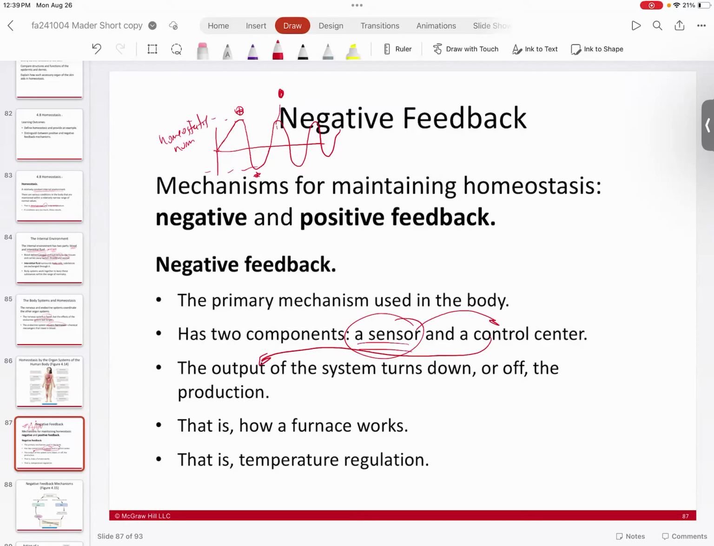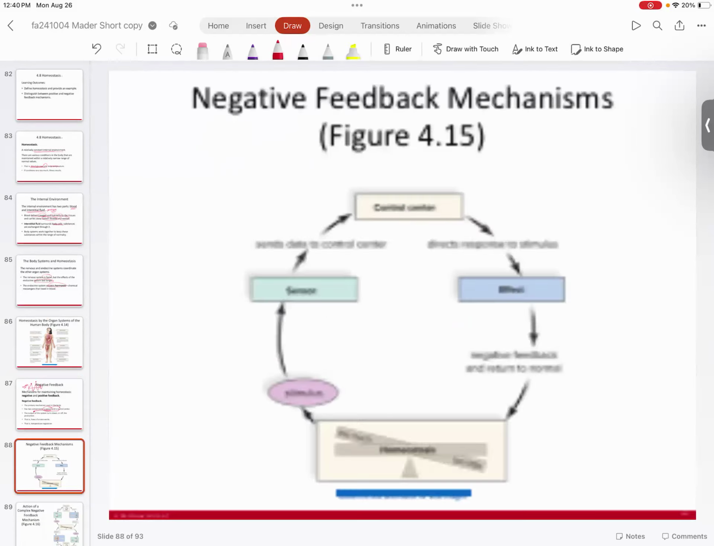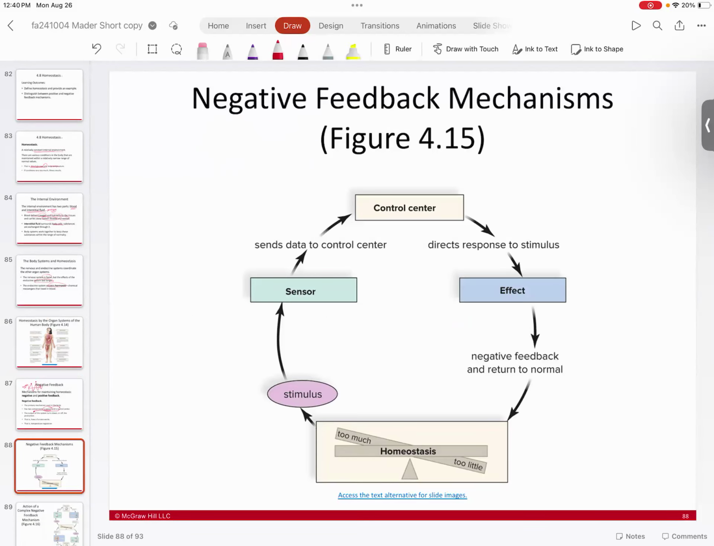Think of how a furnace works, right? The thermostat has sensors that determine whether or not the temperature is getting too high. If the temperature is getting too high, it sends that to the control center, which then turns on the air conditioner to bring that temperature back down. That's basically how temperature regulation works. I used the example of blood pressure, but homeostasis is this constant oscillation, like the ebb and flow of a tide in and out. And if you get beyond that, you have to have these feedback loops in order to bring yourself back into homeostasis. So that's kind of what it looks like in general.